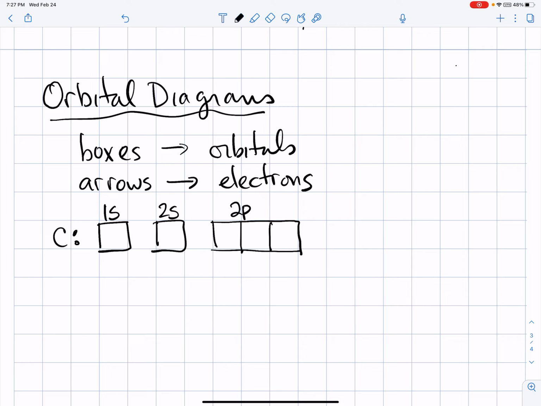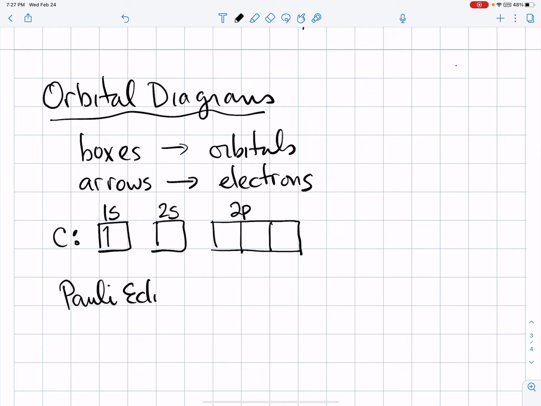So each box is an orbital, right? The 2p sublevel has 3 orbitals, the px, the py, the pz on the x, y, and z axes. So we put 3 boxes. Now, the configuration was 1s2. So look what I'm going to do. I'm going to draw a half arrow pointing up. That is 1 electron. Now, if you recall Pauli's exclusion principle, let me just remind us.